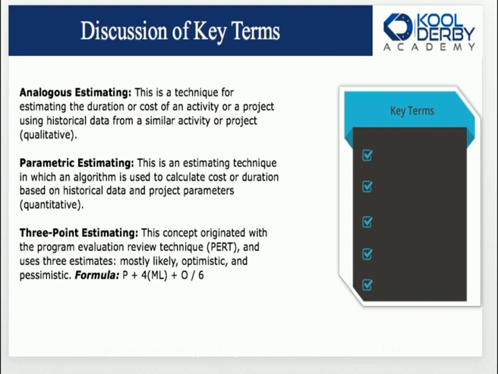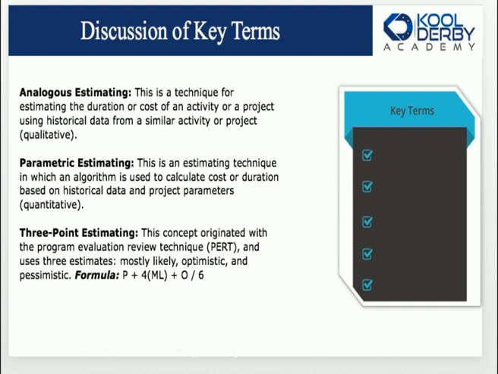3-point estimating. This concept originated with the Program Evaluation Review Technique, PERT. I would first of all know what PERT is. I had a question similar to that. It was GERT, G-E-R-T on my exam. And you want to know what it stands for. If I remember right, GERT was like Graphical Evaluation Review Technique. And they didn't ask me to do any kind of computation, they just asked me if I knew what it was. So I would definitely know Program Evaluation Review Technique.